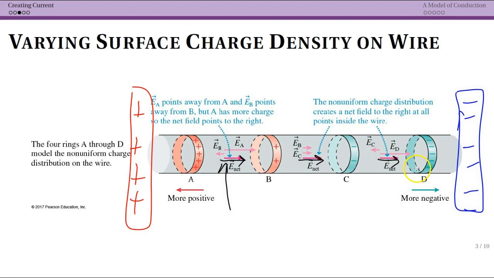Now, we're not rigorously proving that this is a uniform electric field. However, that is going to be the model that we're thinking about. So we're quickly going to be switching to talking about potential difference and current and not talking about electric field after that point. But for right now, we are effectively assuming that this is a uniform electric field throughout the wire, which is a simplification, but will help us understand what's going on.